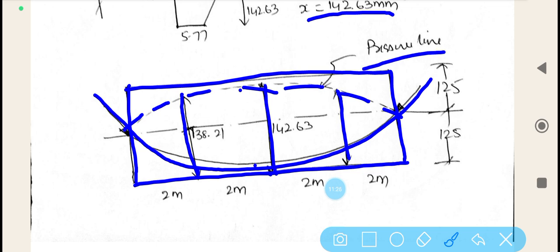The procedure has to be remembered carefully, because it definitely varies for the straight cable, and it varies for the parabolic cable also.